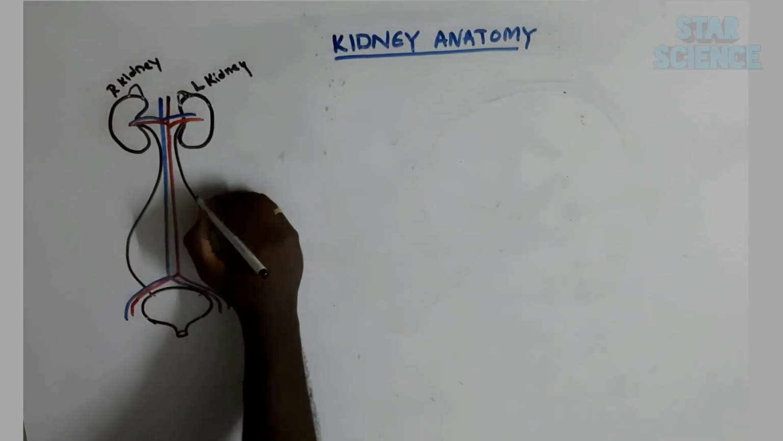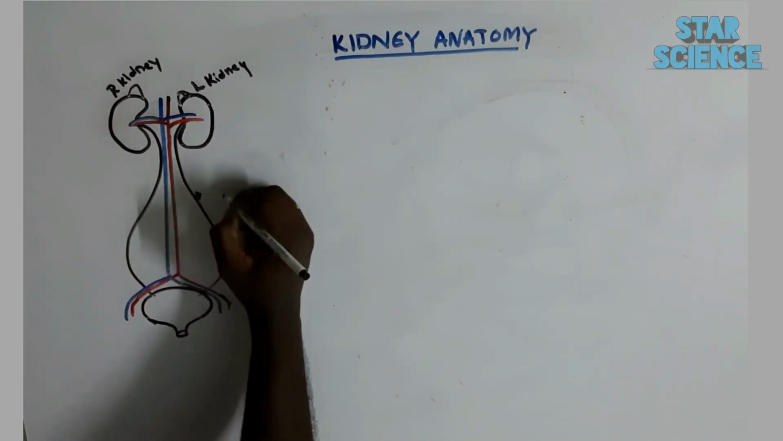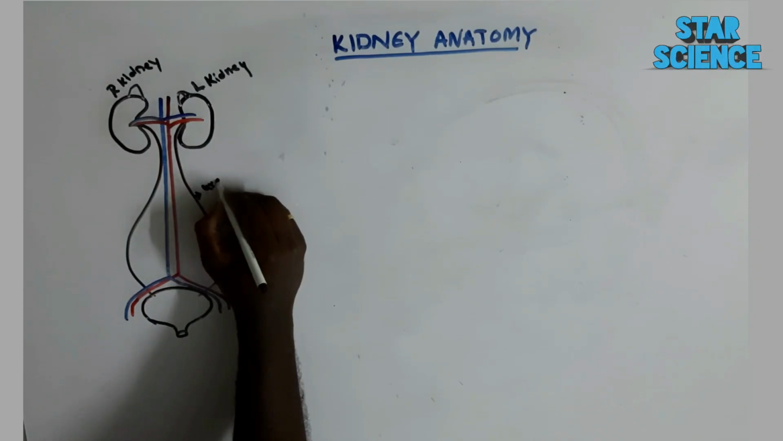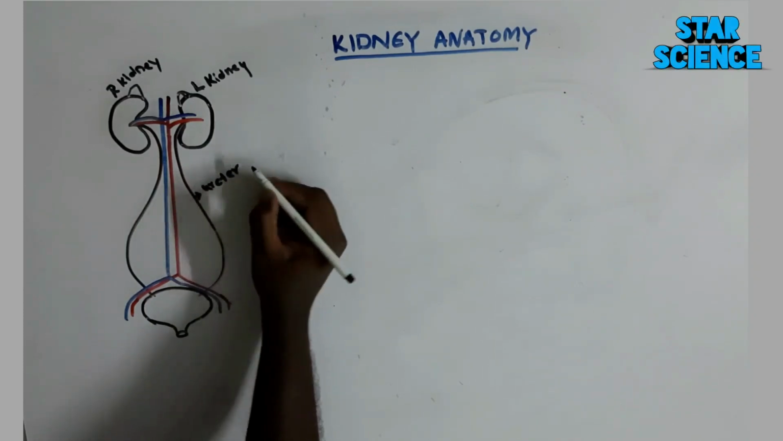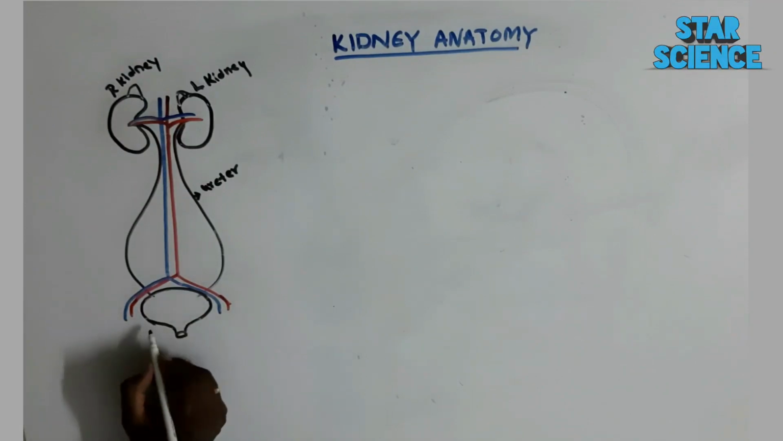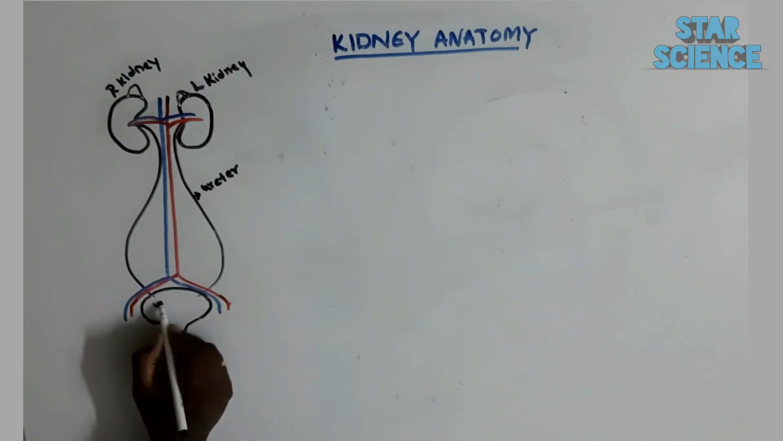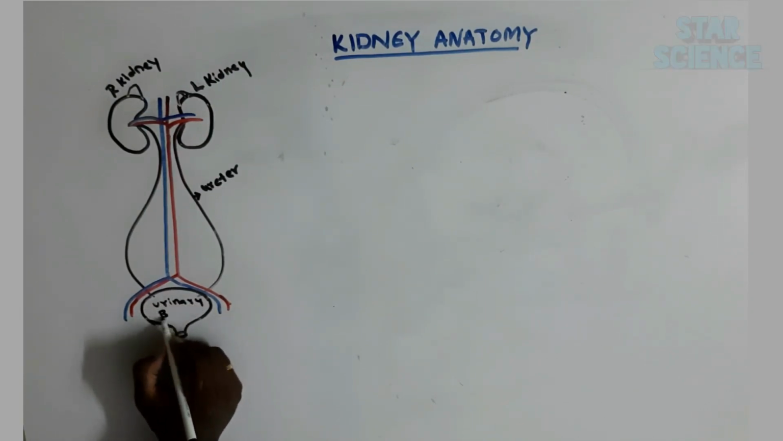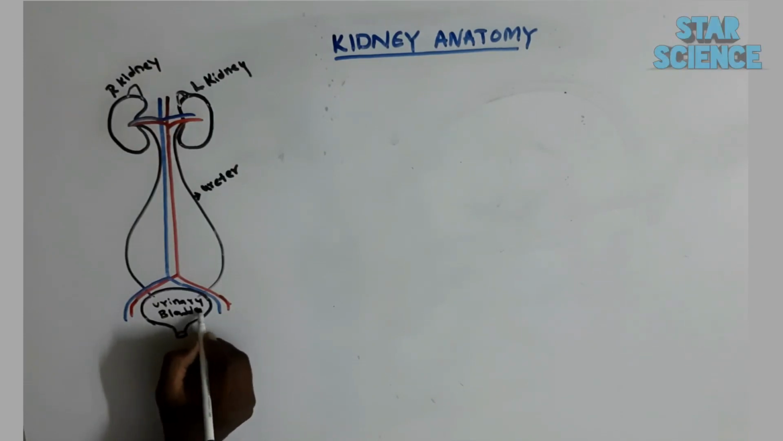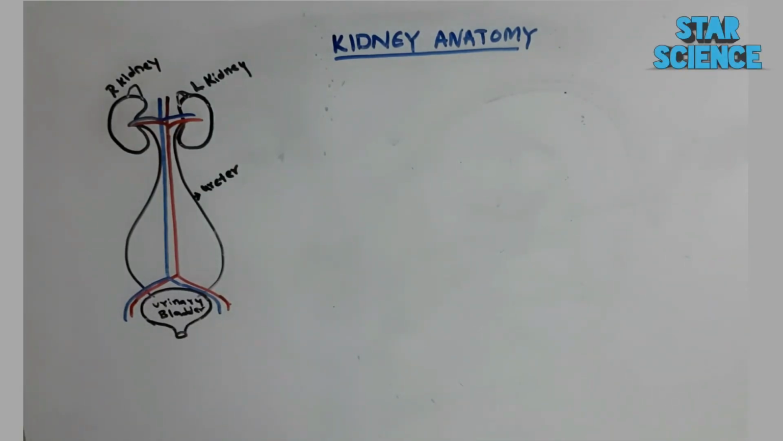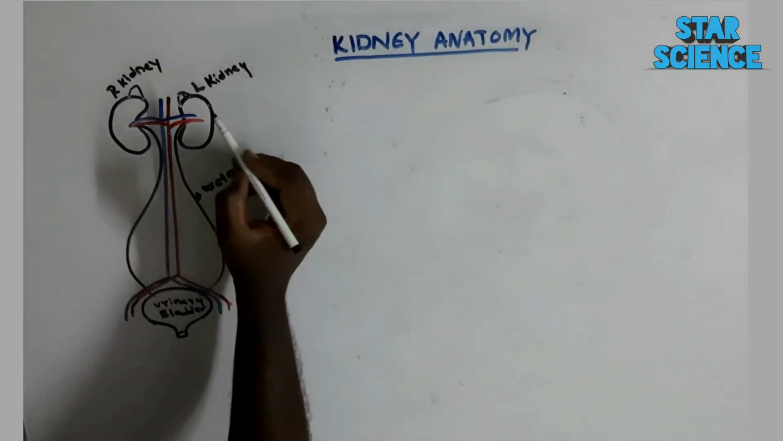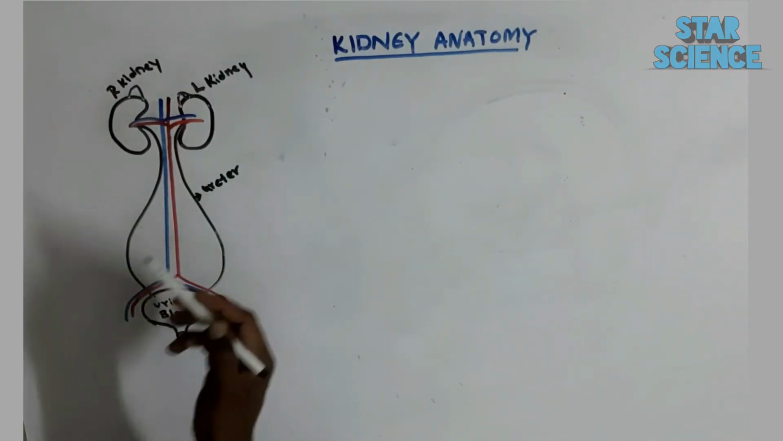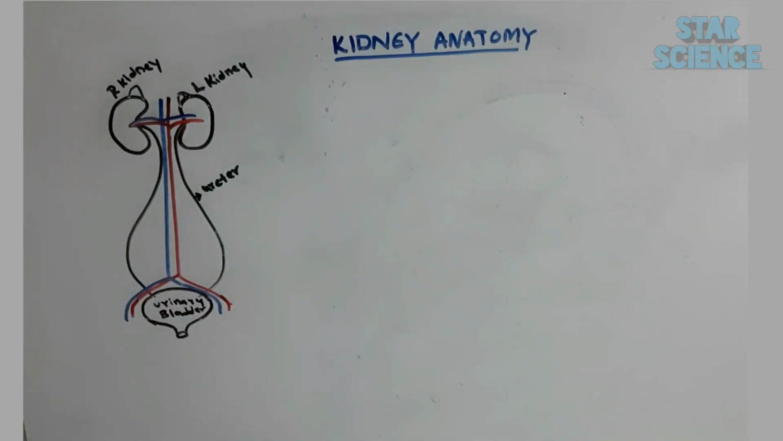Kidneys are called excretory organs, which are bean shaped, and there are two kidneys which are connected through the ureter to the urinary bladder, and it is connected to the urethra. We will see that in the next videos.